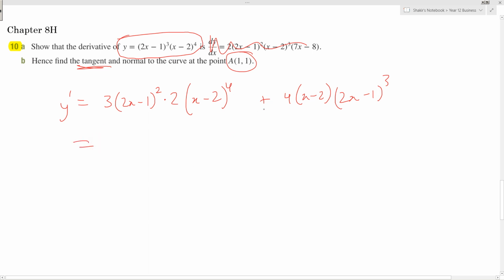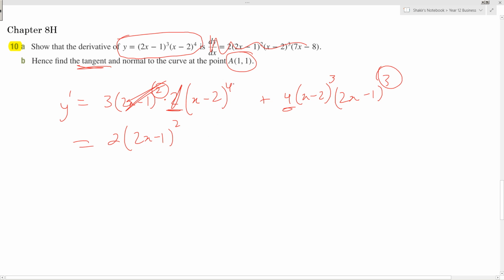Numbers first, nothing common. 2x minus 1, I can see there's at least 2x minus 1 squared, so there's going to be something left over. I'm just going to keep that in mind. Actually, we could pull out the 2 from both of them. So let's pull out a 2. And can I factorize that x minus 2 to the 4? Did I make a mistake over here? When I differentiated the second one, I should have had cubed there. Anyway, 2x minus 1 all cubed.